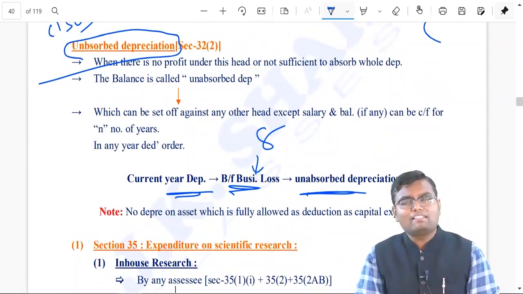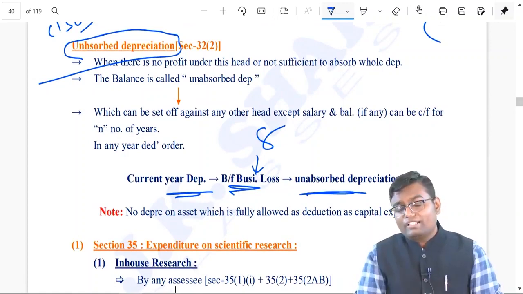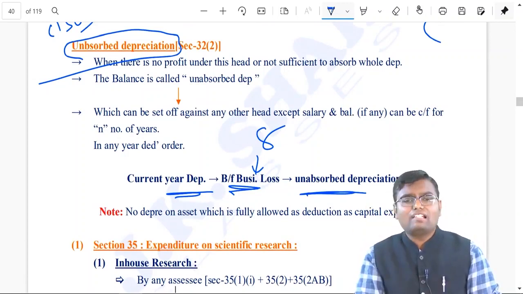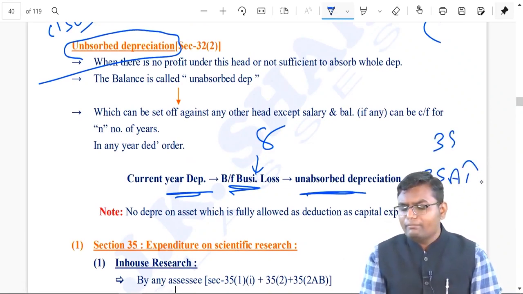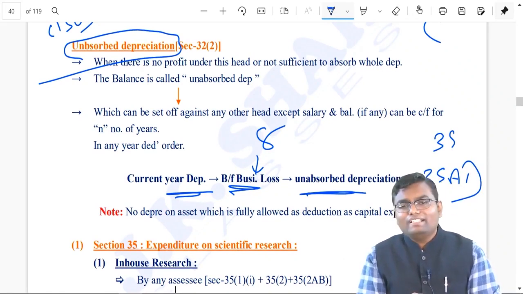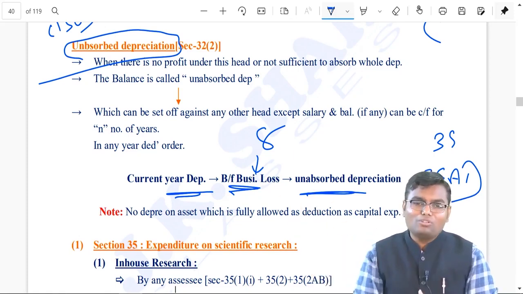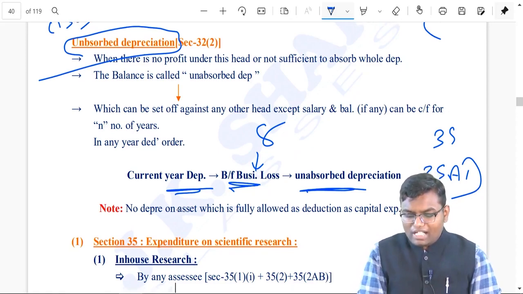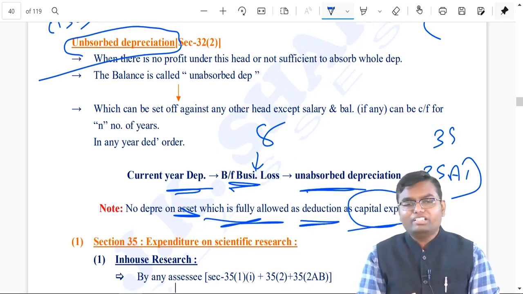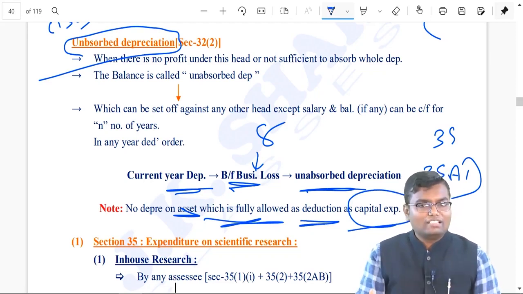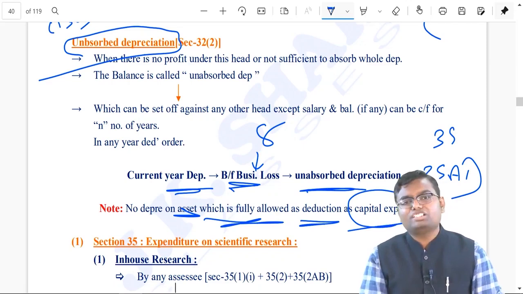One more point, and the last point in section 32. Any depreciable asset for which 100% deduction is allowed under any of these sections, like section 35, like section 35AD, then you don't need depreciation, because that 100% is allowed as a deduction. What more do you want? So if depreciation on any asset is fully allowed as a deduction, then no depreciation will be claimed. Are you understanding this, people? Yes or no? So that was a very important section, section 32, depreciation.